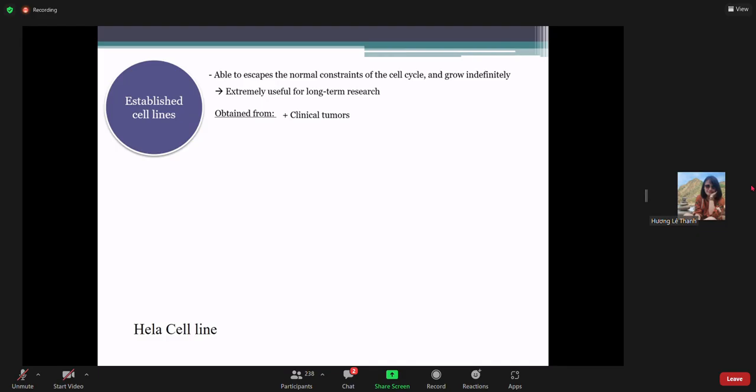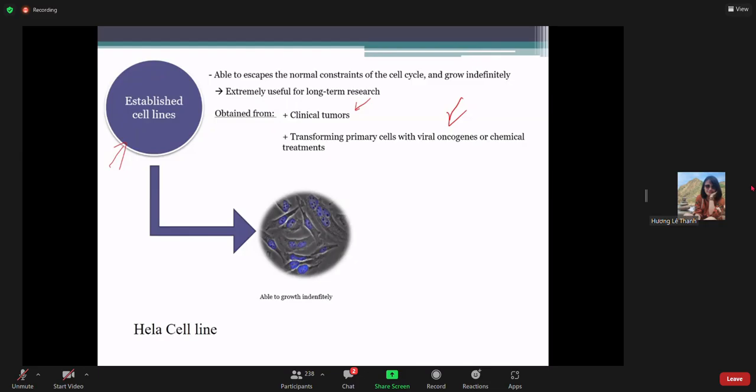So here we can obtain them from patient tumors, so they are cancer cells, or we can transform primary cells with viral oncogenes or chemical treatment to make them become established cell lines. These established cell lines are able to grow indefinitely, and we can use them for a long term to perform research.